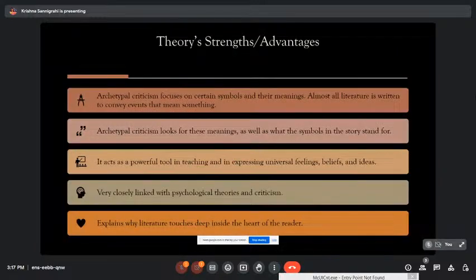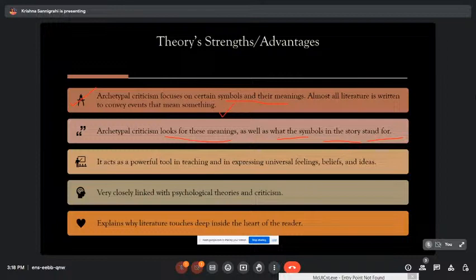Now we will be discussing the theory's strengths and advantages. So what are the advantages of this particular theory? Archetypal criticism focuses on certain symbols and their meanings. Almost all literature is written to convey events that mean something. Archetypal criticism looks for these meanings as well as what the symbols in the stories stand for. So, they are doing what? Archetypal criticism is focusing on certain symbols and their meanings.